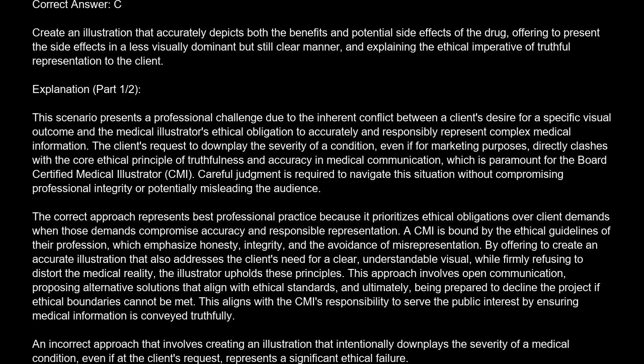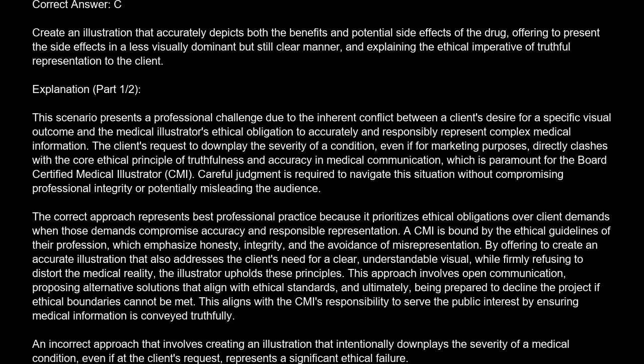The correct approach represents best professional practice because it prioritizes ethical obligations over client demands when those demands compromise accuracy and responsible representation. A CMI is bound by the ethical guidelines of their profession, which emphasize honesty, integrity, and the avoidance of misrepresentation.